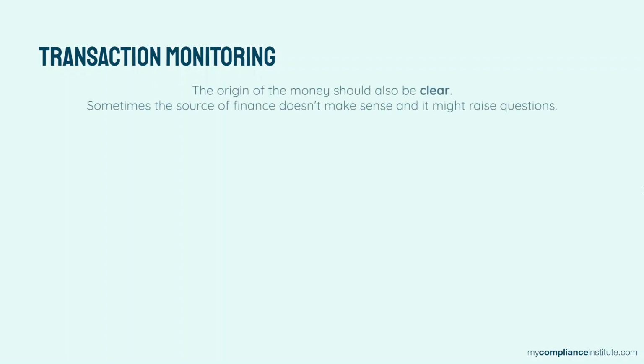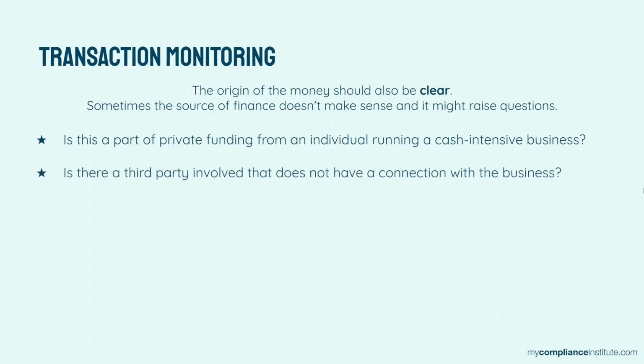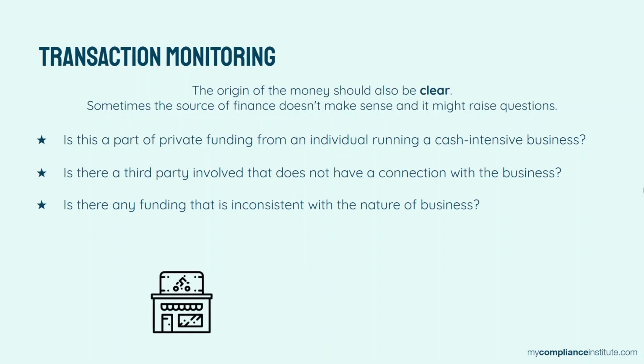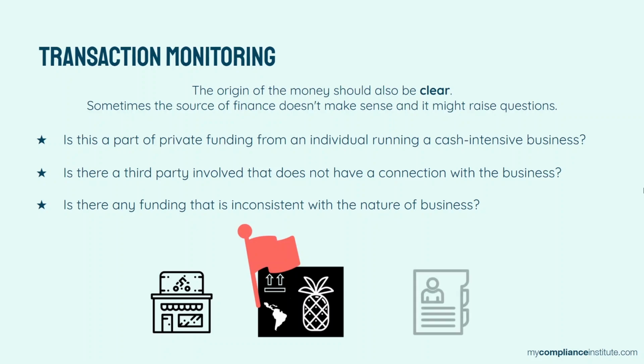The origin of the money should also be clear. Sometimes the source of finance doesn't make sense, and it might raise questions. For instance, is this a part of private funding from an individual running a cash-intensive business? Is there a third party involved that does not have a connection with the business? Is there any funding that is inconsistent with the nature of business? For instance, if a bike repair shop is suddenly importing pineapples from Latin America, that is a red flag. Importing fruits is not coherent with the profile of a bike repair shop.